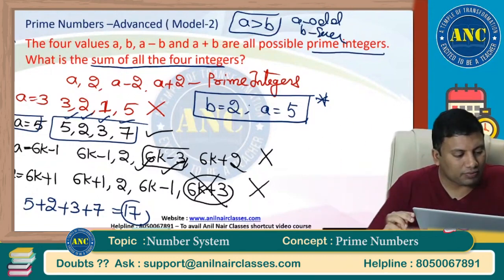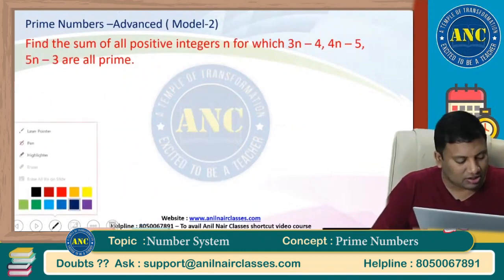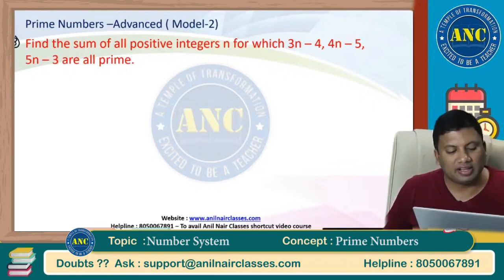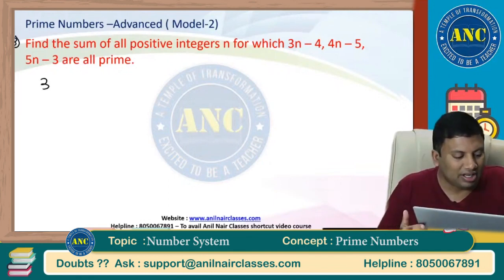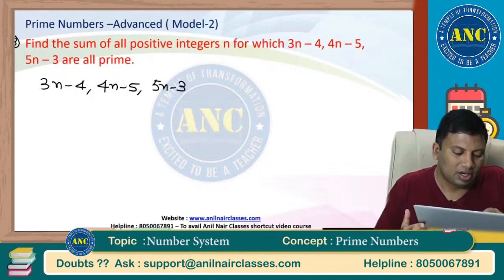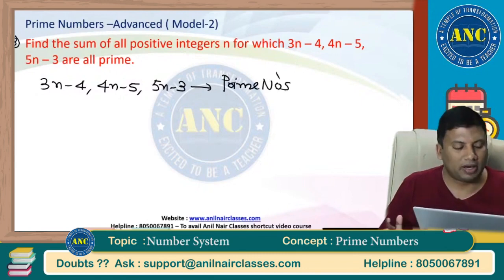Question number 2 is done. Next let us see question number 3. It is also a beautiful question, sir. Same model. Find the sum of all the positive integers n for which 3n minus 4, 4n minus 5, 5n minus 3 are all prime numbers. These all should be prime numbers.